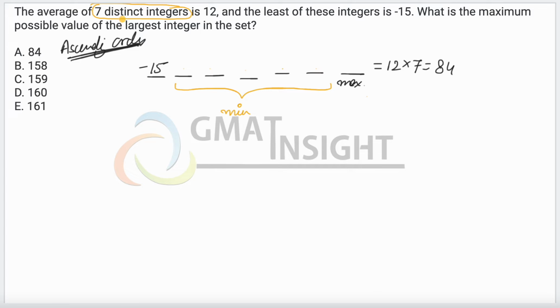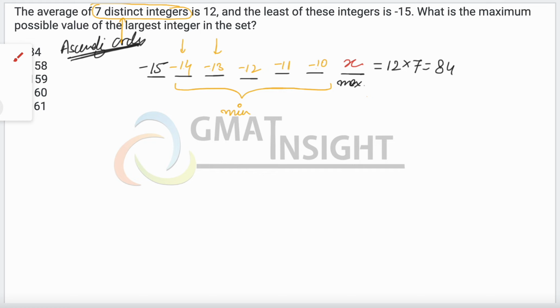But since the question has categorically mentioned that the values must be distinct, and the question also says that they are all integers, the minimum value that can come at this place has to be greater than -15, because it is the least. So it can be -14. The next value likewise can be minimum -13, then -12, -11, -10, and finally we are left with the last value, let's call it x, that we need to calculate.